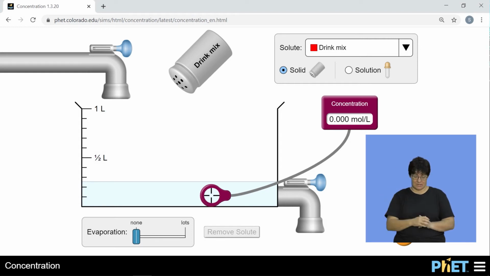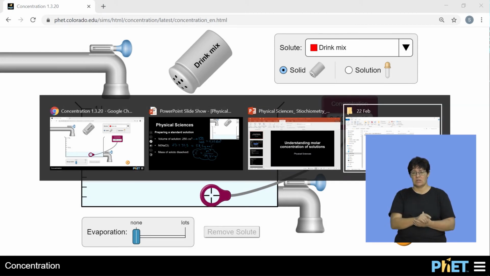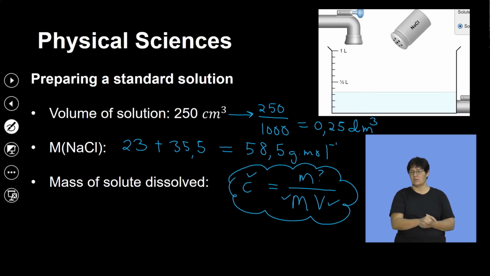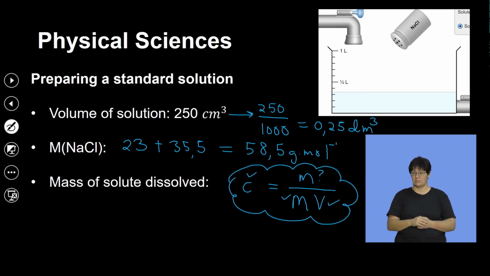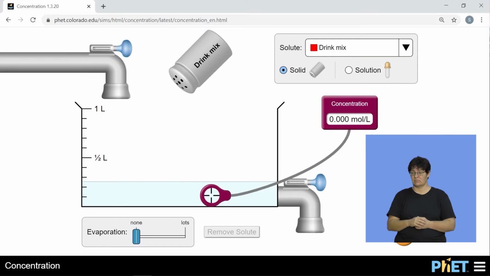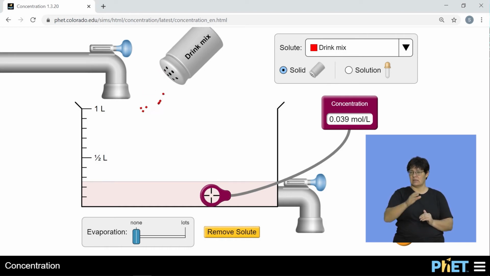If we quickly go back to the slide just to confirm, the concentration of our solution must be 0.1 moles per cubic decimeter, right? So let's pay attention to the change. As you can see, already that is 0.039. We need 0.1, so we must add more of the particles of the solute.